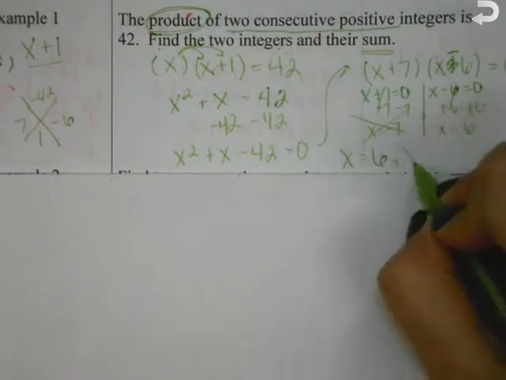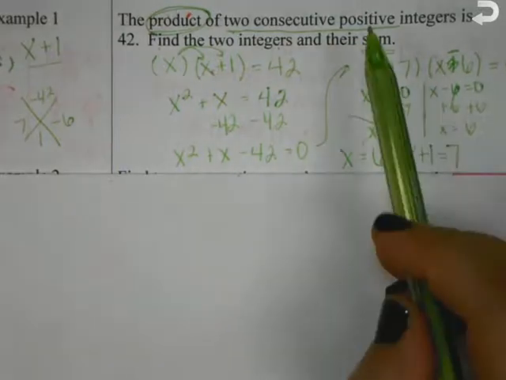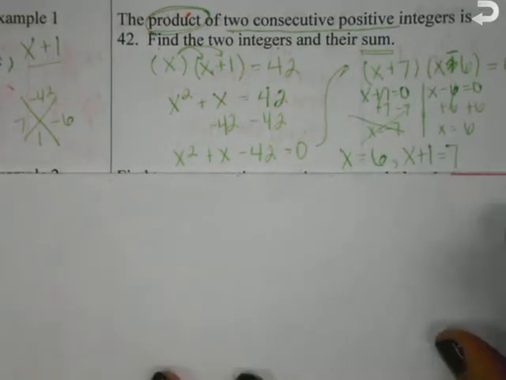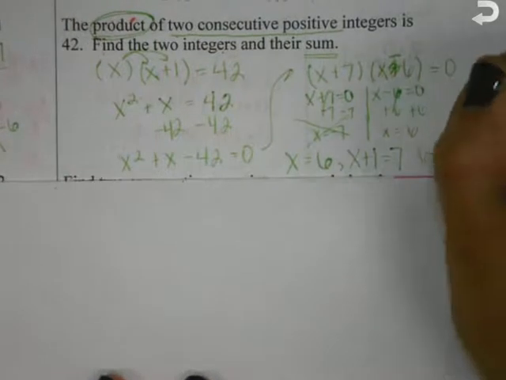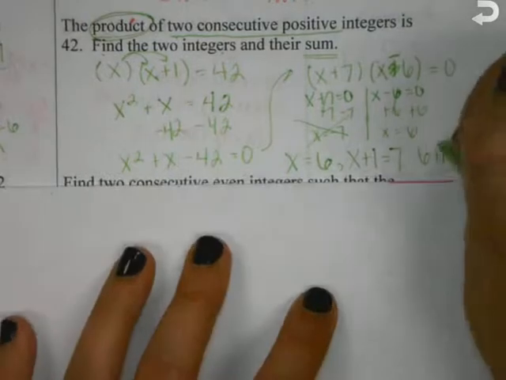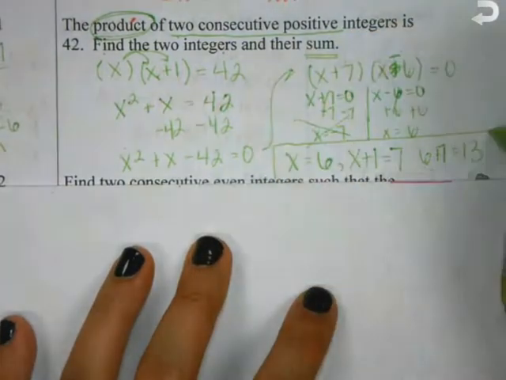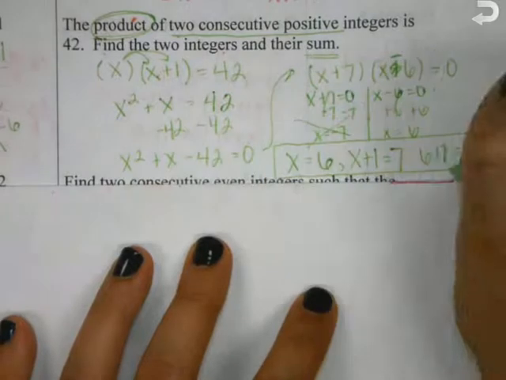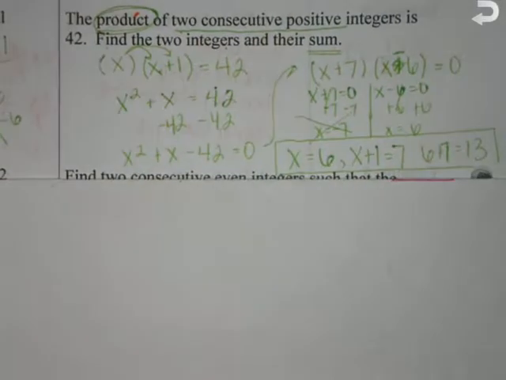And then I wanted to find their sum. What's their sum? 6 plus 7 equals 13. So that answers our question. So our two integers are 6 and 7. Their sum is 13. So you have to make sure that you are reading the question so that you know if you're answering it correctly or not. Because it's not always going to ask you what are the numbers.